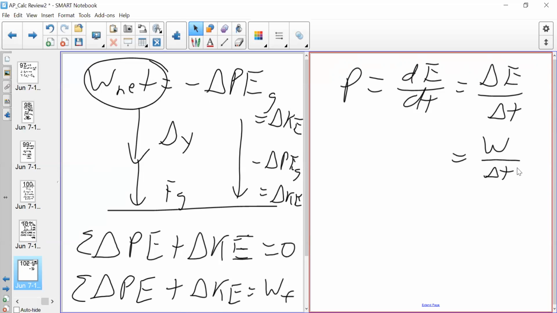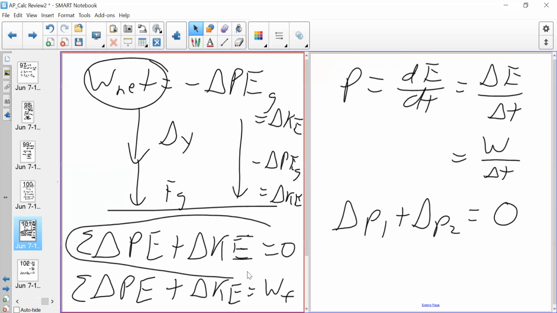Momentum, and conservation of it. So the sum of P1 and the sum of P2, whether there's two masses or n number of masses, any number of masses, equals zero, much like the energy principle right there.